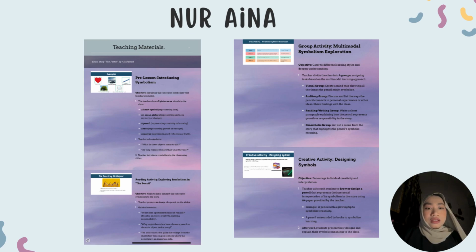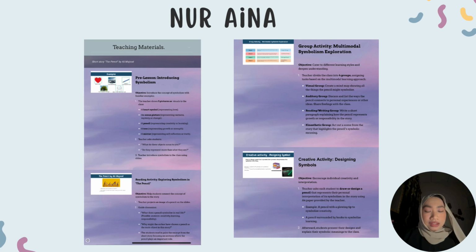The third group is the reading or writing group, to write a short story paragraph explaining how the pencil represents growth or responsibility in the story. And the fourth group is the kinesthetic group, who need to act out a scene from the story that highlights the pencil's symbolic meaning.